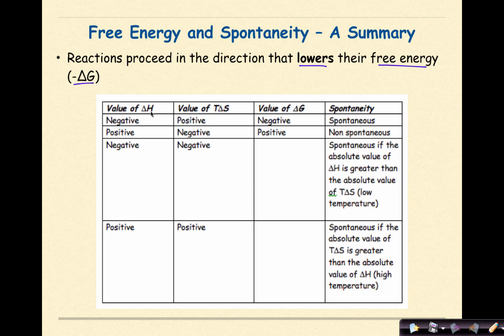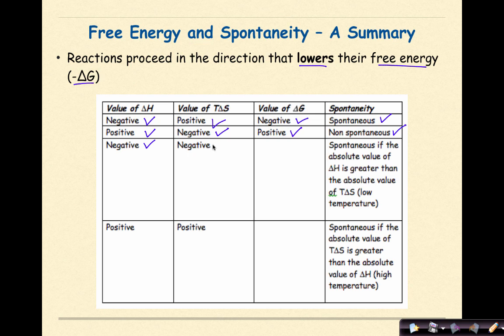So if your value of delta H is negative and your value of T delta S is positive, ultimately your value of delta G is going to be negative and the reaction will be spontaneous. If your delta H is positive, but your value of your T delta S is negative, the value of your delta G, because we're going to have a negative minus a negative this amount, will be positive, and therefore the reaction will be non-spontaneous.